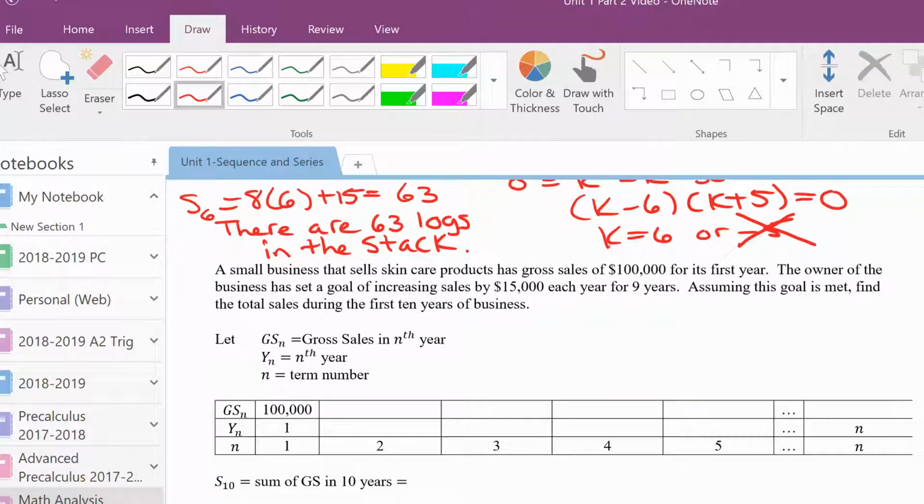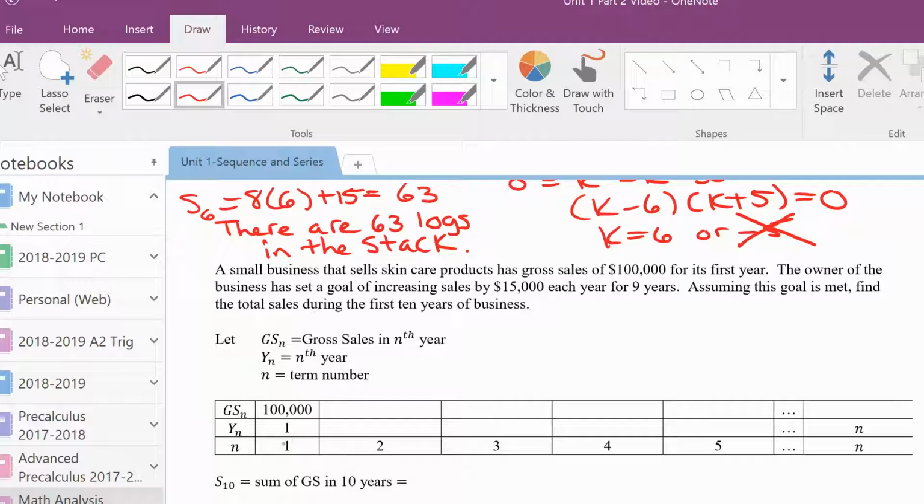So the second one, a small business that sells skincare products, has gross sales of $100,000 for the first year. The owner of the business has set a goal of increasing sales by $15,000 each year for 9 years. Assuming this goal is met, find the total sales during the first 10 years of business. So you know 100,000 is the gross sales in the first year. So our variables are GS is gross sales, Y is year, and N is the term number.